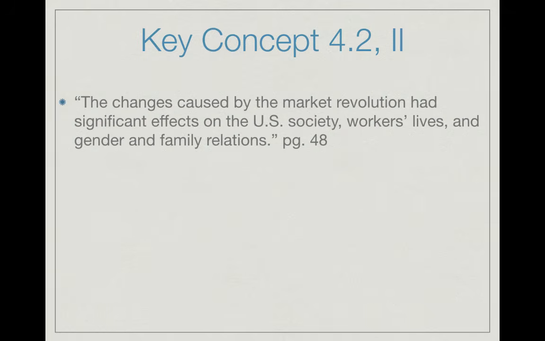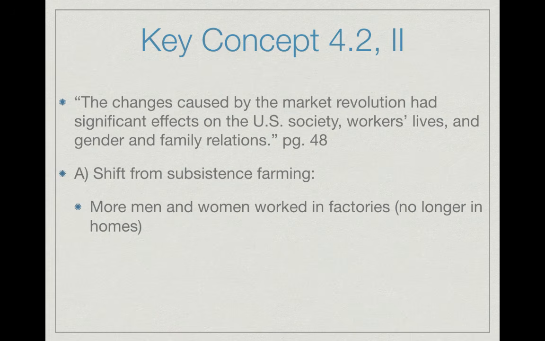Okay, let's jump over to Roman numeral 2 for Key Concept 4.2. The changes caused by the market revolution had significant effects on the U.S. society, workers' lives, and gender and family relations. So we see a shift from subsistence farming, or farming just to feed yourself. Now people begin to farm to sell crops at massive rates, not just cash crops like cotton, but food as well. More men and women begin to work in factories, no longer just in the homes where a lot of goods were produced that I talked about earlier.